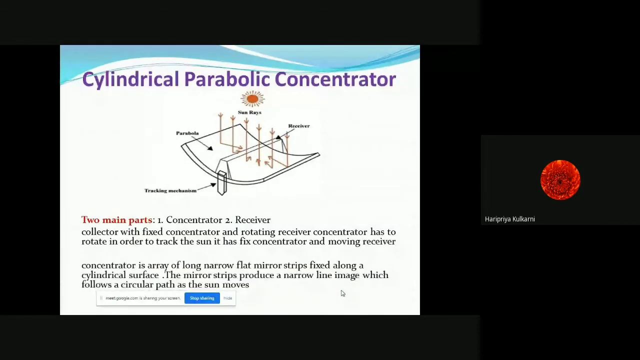Now we'll see the cylindrical parabolic concentrator wherein our receiver is a line receiver. So see, this is a cylindrical parabolic. Okay. This is the tracking mechanism. So this tracking mechanism is used so that we can move the parabola from east to west depending upon the movement of the sun from sunrise to sunset. So most of the time we try to absorb maximum amount of solar rays.